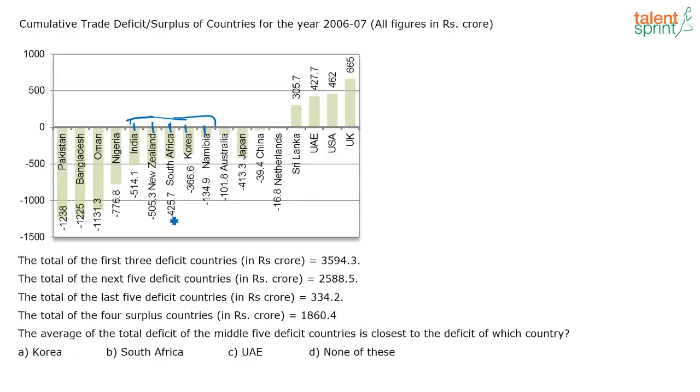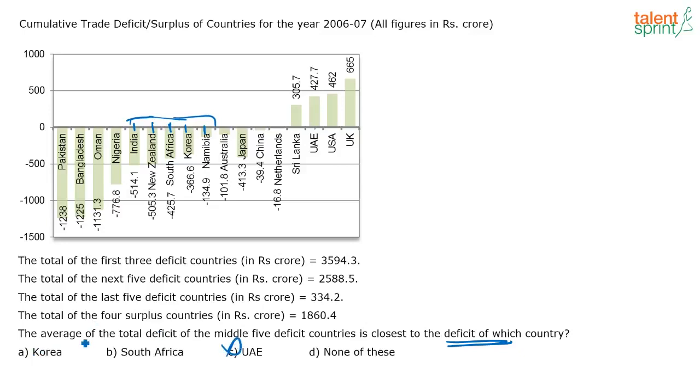If you see, Korea's deficit is minus 366, South Africa is minus 425, and UAE is where? UAE is positive, plus 427. So definitely you can eliminate the option UAE, correct? The average of the total deficit of the 5 middle deficit countries is closest to the deficit of which country? UAE does not have a deficit, it has a surplus. So immediately you can eliminate this option. This option is not going to be your answer.